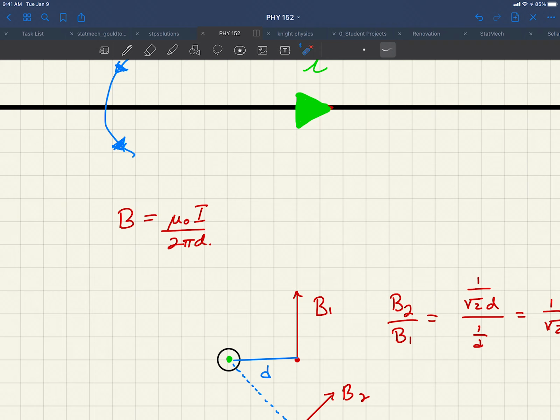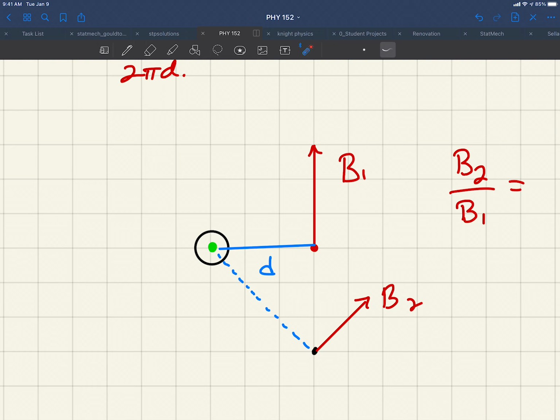So let's look again at our wire, and this time the field is coming out of the page. If we look at some distance d away from the wire, we can use our right-hand rule, again, thumb coming out of the page, and your fingers are curling up around like this.